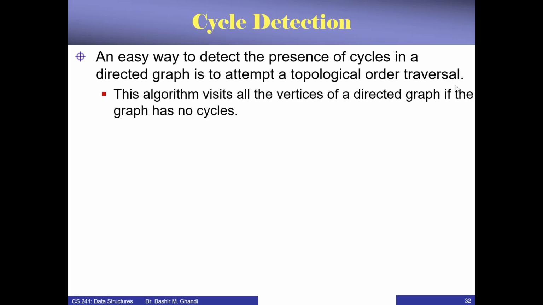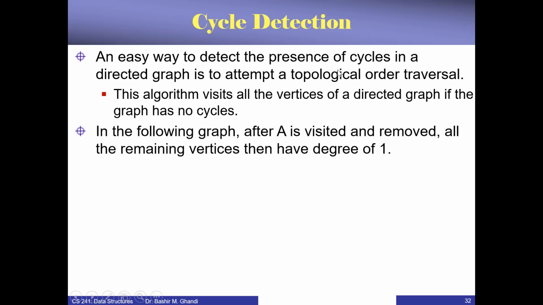Okay, so this algorithm visits all the vertices in topological sort as we just did. To detect a cycle, we say you should attempt topological sort. Why? Because topological sort will visit all the vertices in a directed graph if it has no cycles. But if it has cycles, the algorithm cannot complete. This is the idea. Okay, so let us see this by an example.